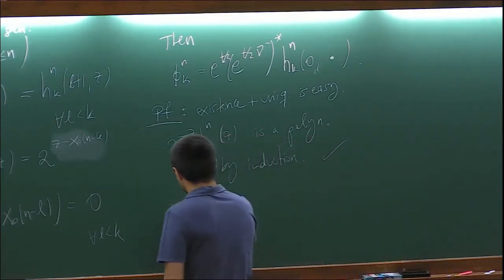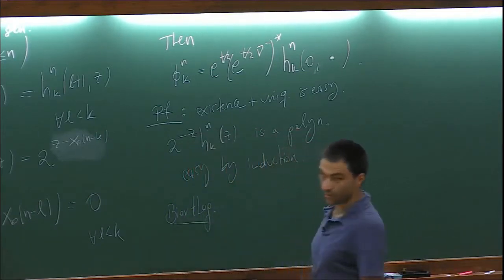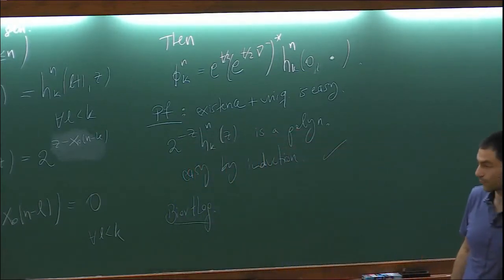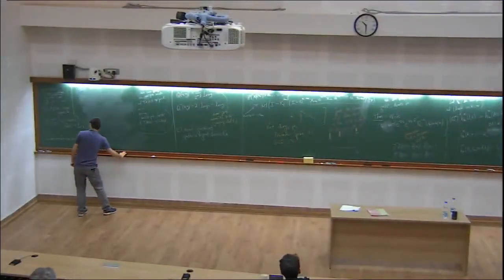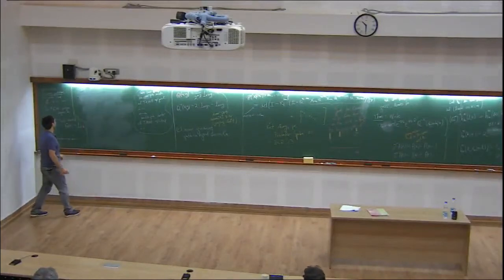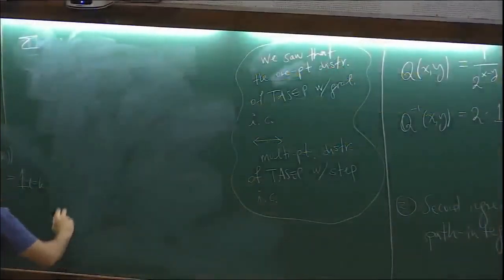Okay, so now let's check the bi-orthogonal property. This is the important part, of course. I'll do it on the other side. What do I have to do? Well, I have to compute this, right? So I have to compute the sum. Actually, let's recycle the board.